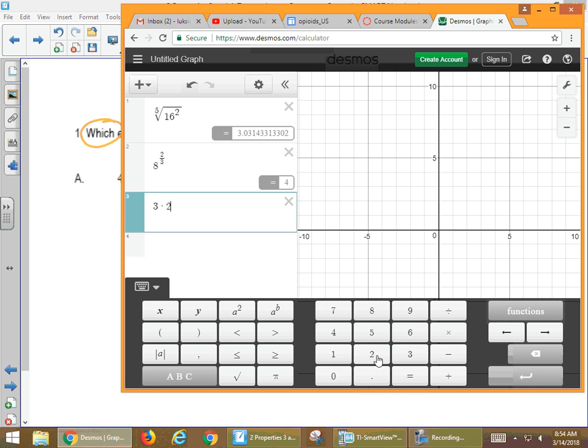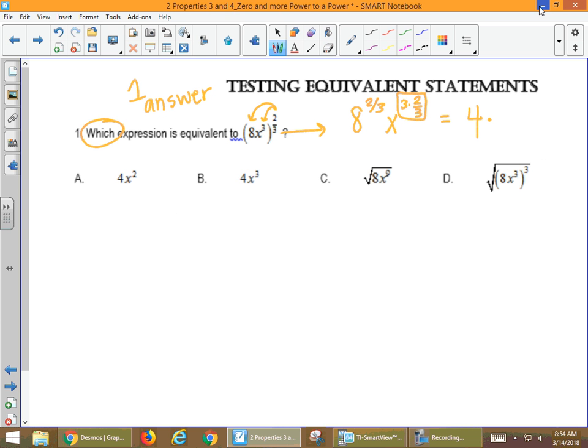3 times 2 divided by 3. 3 times 2/3 is 2. Those 3's just cancel. So 4 times x squared. Is that one of these answers? Yeah, it is.